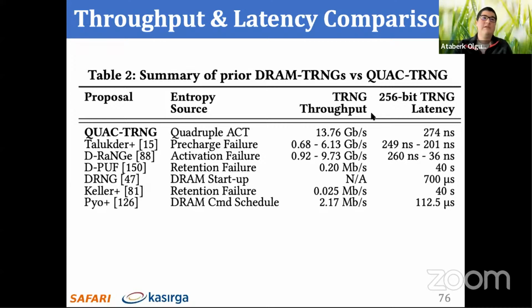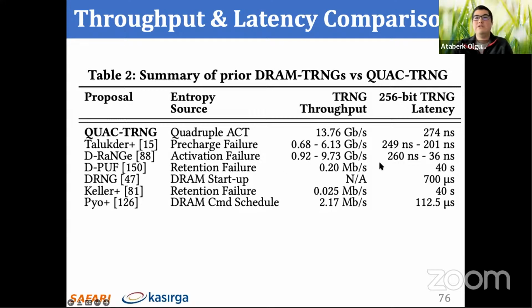And you can see this behavior in the 4 other TRNGs that are based on either retention failures, DRAM startup values, or the randomness in DRAM command scheduling in a real system, basically. And these TRNGs are very slow in terms of both latency and throughput.